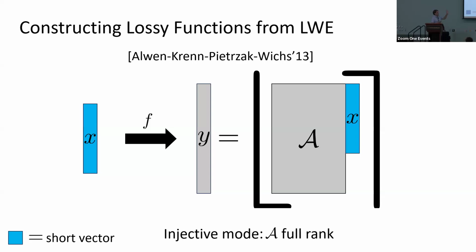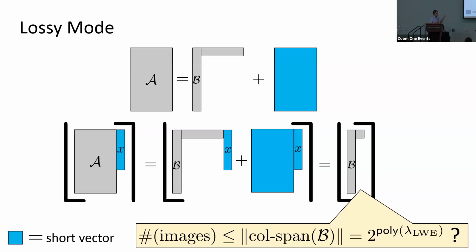In the injective mode, A is full rank, and for an appropriate choice of parameters, you can actually show that this results in an injective function. And now what about lossy mode? In the lossy mode, we're going to choose A to not be a uniformly random full rank matrix, but to look like the one at the top of the screen, where A is basically very close to a low rank matrix. It's the product of a tall skinny matrix with a short wide matrix, so that's going to be a low rank matrix. And then we're going to add some small Gaussian noise.